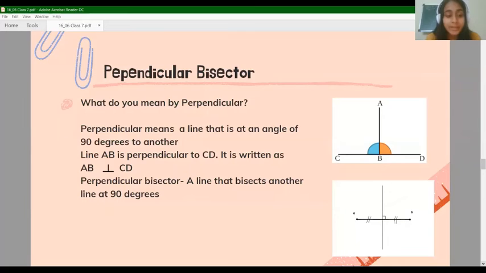So first of all, we have to understand what perpendicular is. Now perpendicular means, we will draw one line here and another line on top of this. Now if this line makes 90 degree, if you measure this line and you get 90 degree, then it is called a perpendicular.